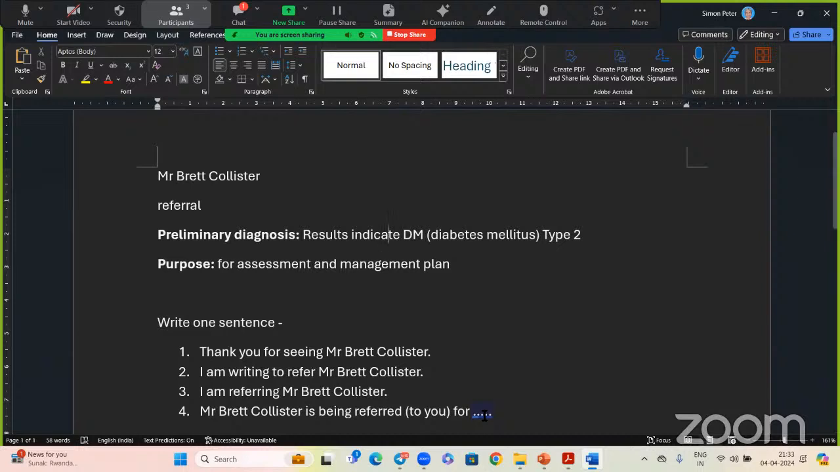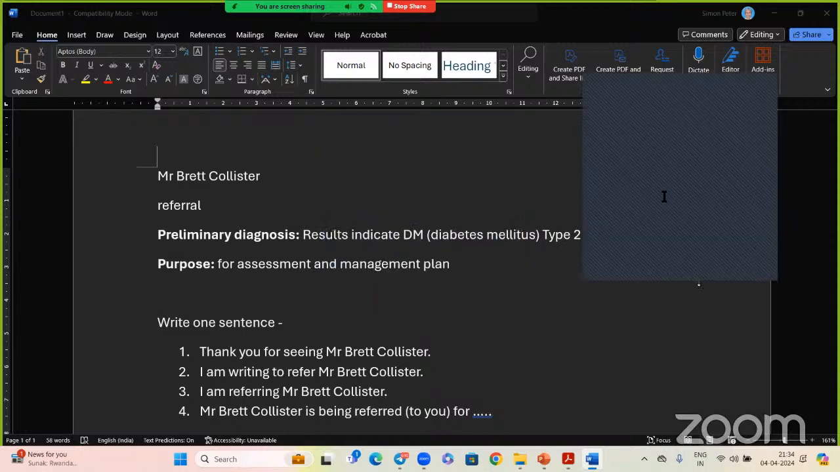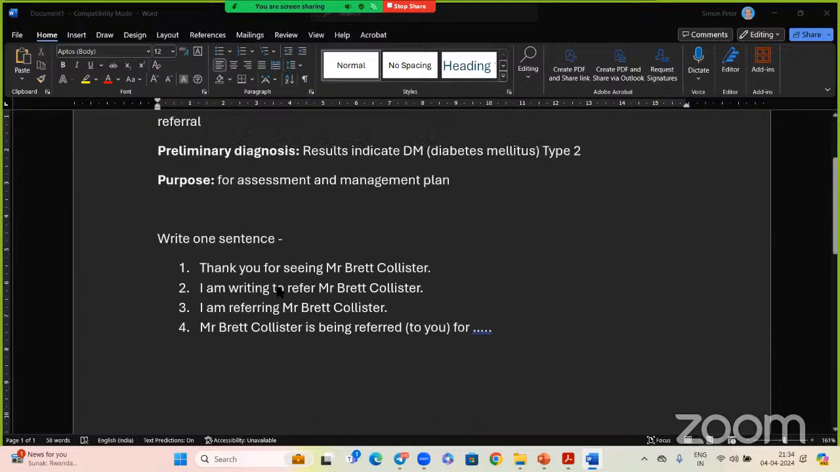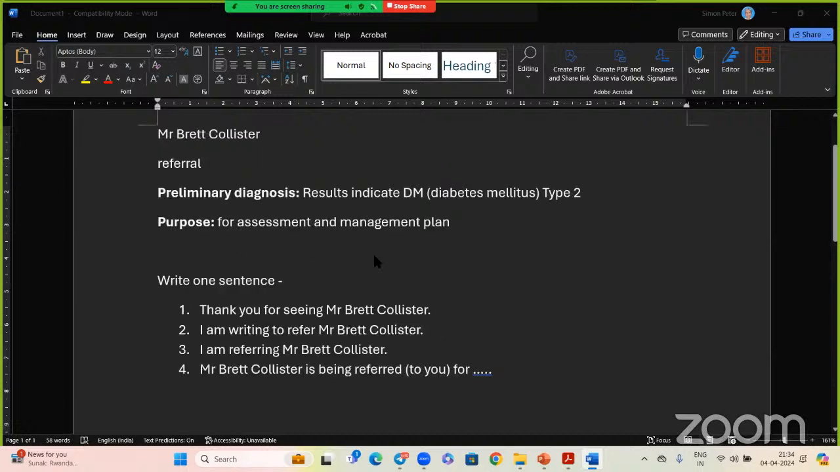So how are you writing the sentences here? Somebody wrote one sentence. Yes, Sakina Ahmad: Mr. Brett Cholesterol requires further assessment and management. So Mr. Brett Cholesterol requires further assessment and management. Right. So these are some styles you can write. So what else can you write here?